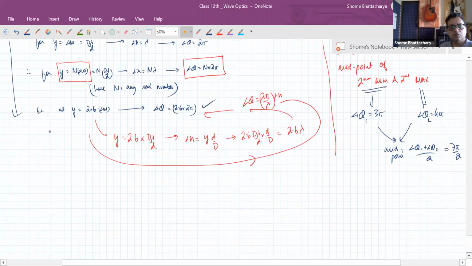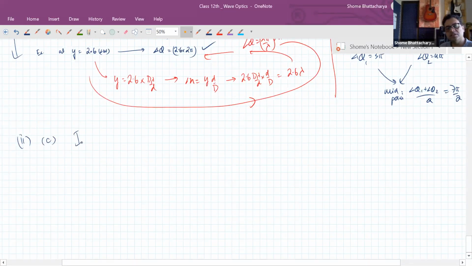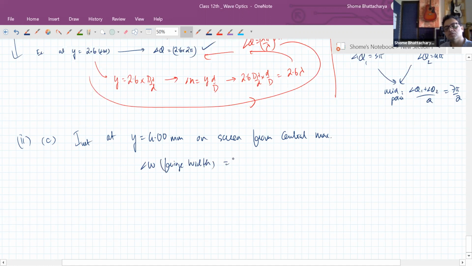So if we come to the C part of question 2, it says we want to find the net intensity at a distance of 4 millimeters on the screen from central maxima. And we've already seen that delta W, the fringe width, we had already calculated. This was equal to 1.2 millimeters. So you can see that my y, which is equal to 4 millimeters, is equal to 4 upon 1.2 times the fringe width. That is 40 by 12, or 10 by 3.